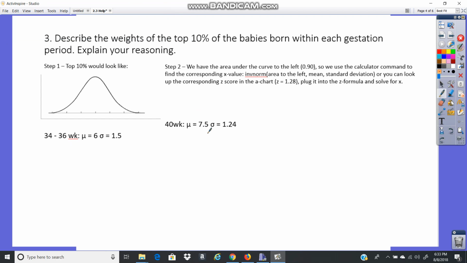Okay, here is the next thing we're doing. Describe the weights of the top 10% of babies born within each gestation period. Explain your reasoning. The first thing we want to do is look at what that is going to look like. Okay, so if I'm looking at the top 10%, here on my curve, right about right here.